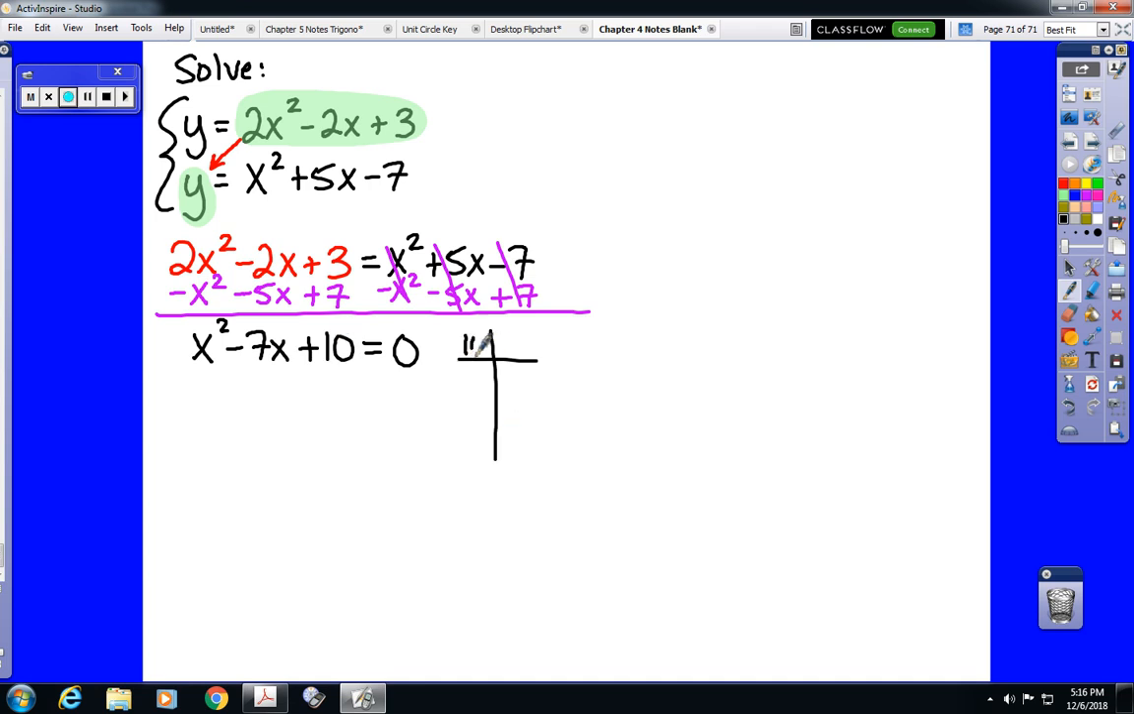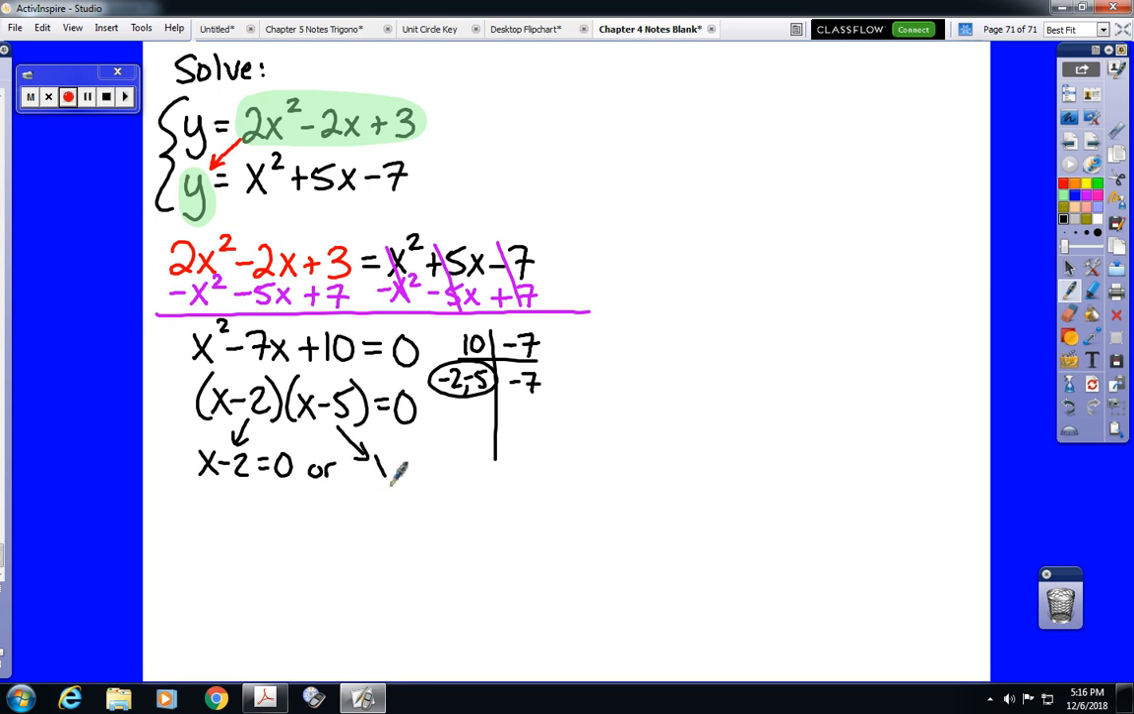So we are looking for two numbers that multiply to 10 and add to negative 7. That would be negative 2 times negative 5. So this would factor into x minus 2 and x minus 5 equals 0. Break it up. x minus 2 is 0, or x minus 5 equals 0. And solve each of those equations. So we're going to add 2 to each side and add 5 to each side. That will give us x values of 2 and 5.